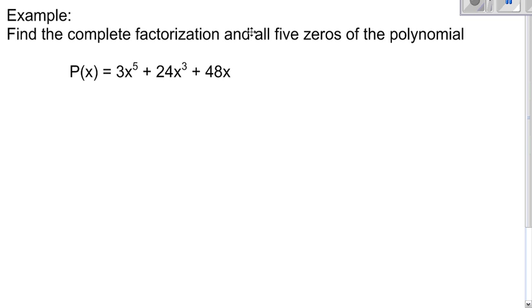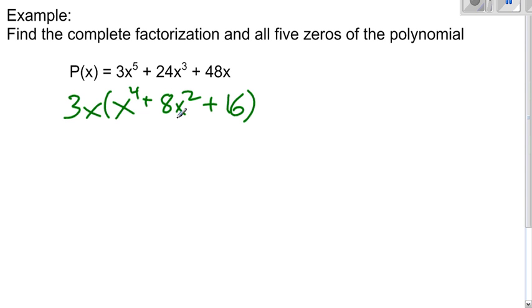Find the complete factorization of all 5 zeros of the polynomial. Since it is x to the 5th, there will be 5. So you can start, if there's anything that you see that you can factor, go ahead and do that. So everything has an x, let's factor out x. Also, everything will be divisible by 3, so let's take out the 3x. So we have x to the 4th plus 8x squared plus 16.